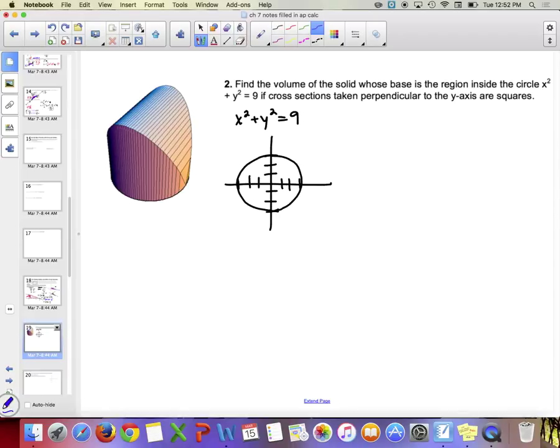And now our cross sections are taken perpendicular to the y-axis. So when it says that, when you make your chops, you're taking your hand and you're chopping this way. You're chopping from the bottom to the top, right? So we're going like this. Chop, chop, chop, chop, chop.